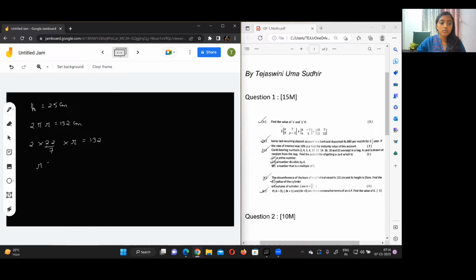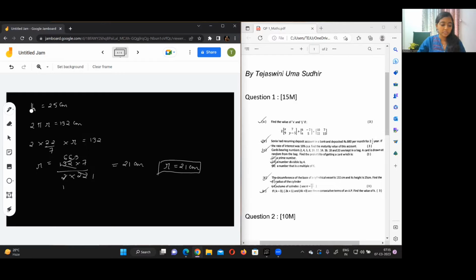So r is equal to 132 into 7 by 2 into 22, right? So what we can do is 2 ones are 2, 6 are 12, 66. Then we can do 22 ones are 22, threes are 66. So we get 21 centimeters is the radius. So we get r is equal to 21 centimeters, and we can box this answer. Please write neatly in the examination. Here I'm using a pen tablet, and I took a lot of time getting used to writing with this pen tablet, so please excuse.